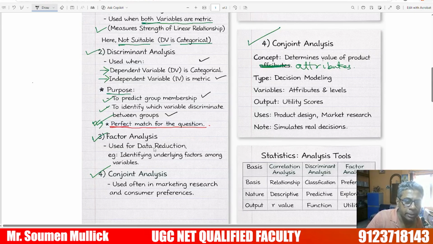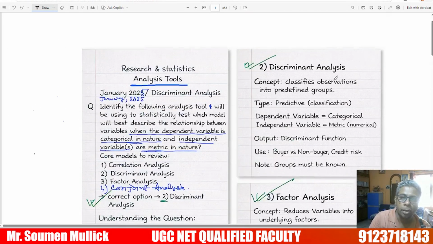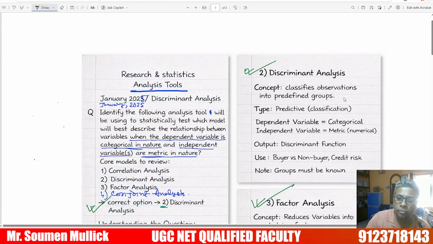Factor analysis is used for data reduction, which is a very important point. Factor analysis is used for data reduction, identifying underlying factors in variables, and conjoint analysis is used in marketing research. So, these are the important points of discriminant analysis. Classify the observation into predefined groups. The type is predictive. Dependent variable is categorical. Independent variable is metric. Output is the discriminant function. As an example, buyer versus non-buyer. Important note, we have to remember the group must be known.